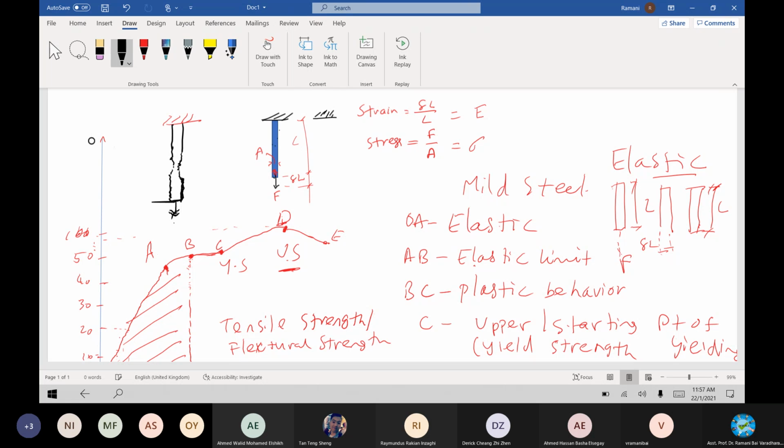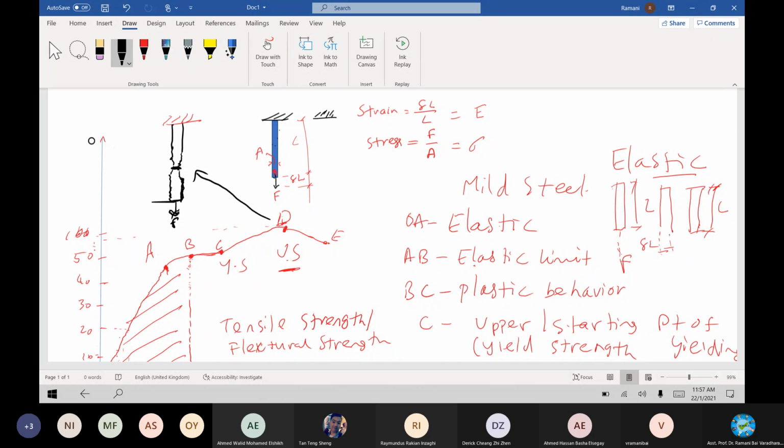But you keep on loading, right? Keep on loading. Okay, at this point the material starts yielding at the middle. The cross section of the member will get reduced at one point. Once it reaches E, it will break. This is the second phenomenon. At D, you can see the member behavior like this, the drawing.